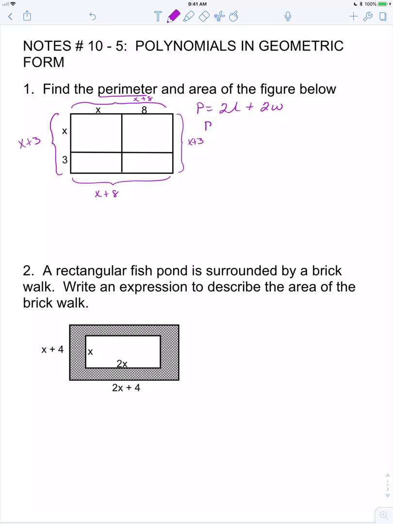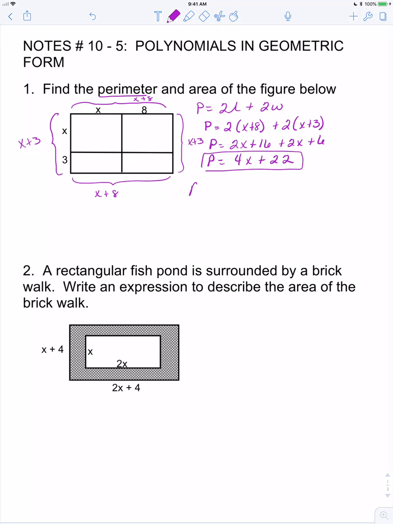So we're going to say here that perimeter is 2 times the length, which is x plus 8, plus 2 times the width, which is the x plus 3. So we just multiply that out. Combine our like terms. And that's as far as we can go on the perimeter.